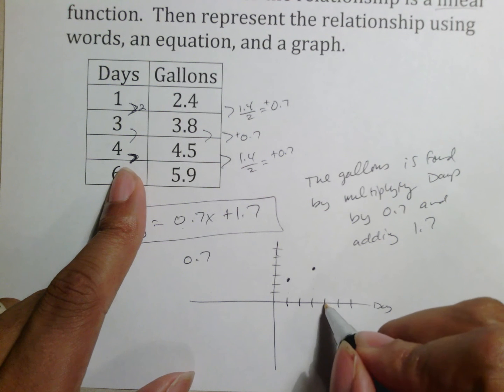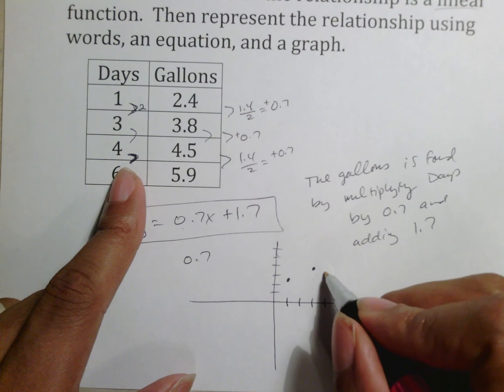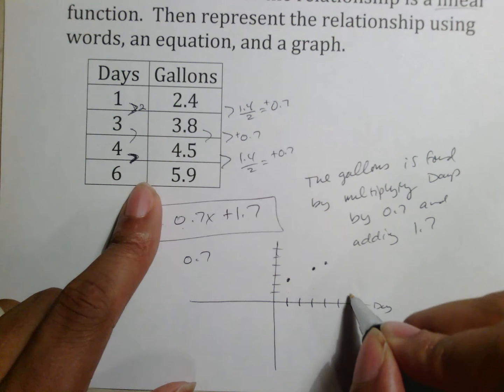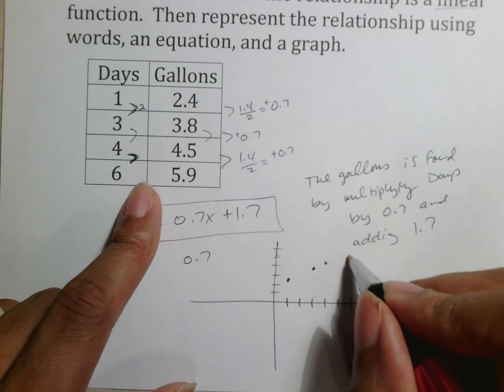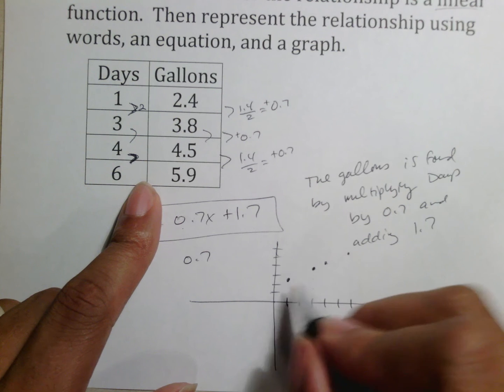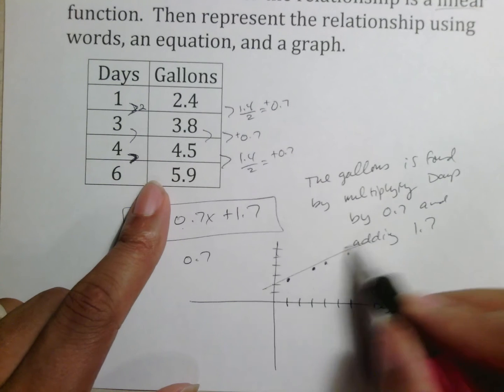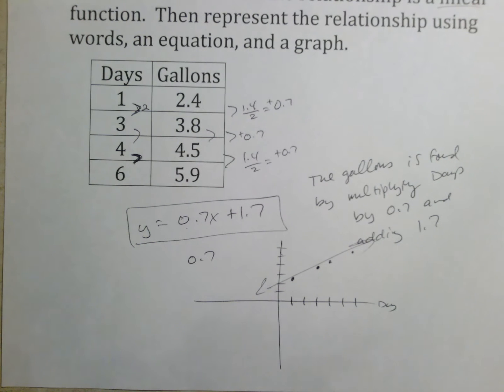4.5 means go over 4 and up 4.5. 1, 2, 3, 4, and about a half, somewhere around there. And then 6, 5.9 would be 1, 2, 3, 4, 5, pretty close to 6. And you notice that they are in a straight line because it should be, since it is linear, and that we can draw a line through those dots.